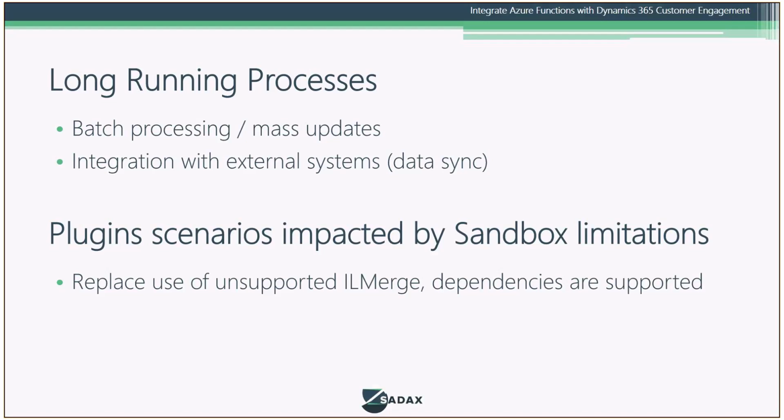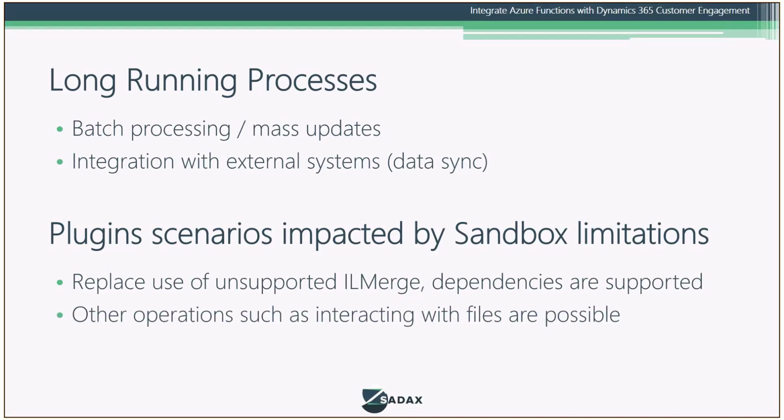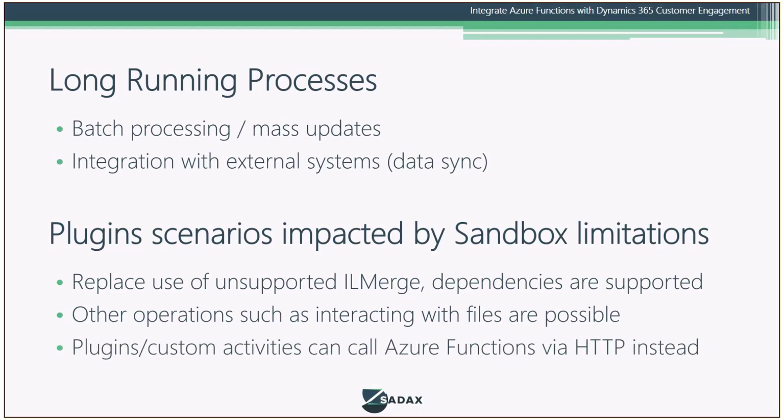So the idea in our case is any of the operations that are not possible to do with the plugins because of these sandbox limitations, what you do is you create an Azure function that holds that business logic, and your plugins or custom activities can simply call that Azure function using the HTTP trigger instead.